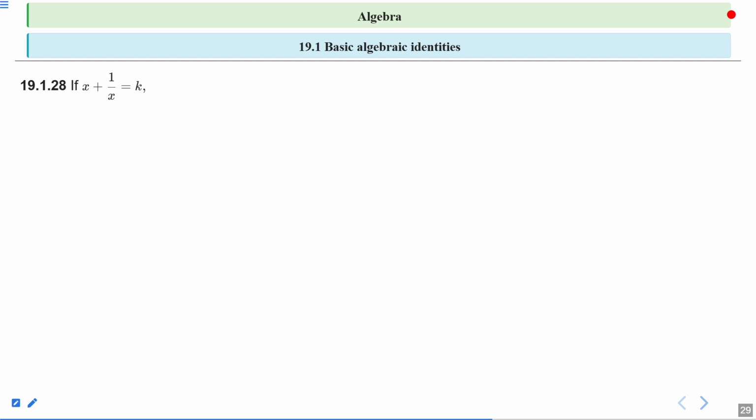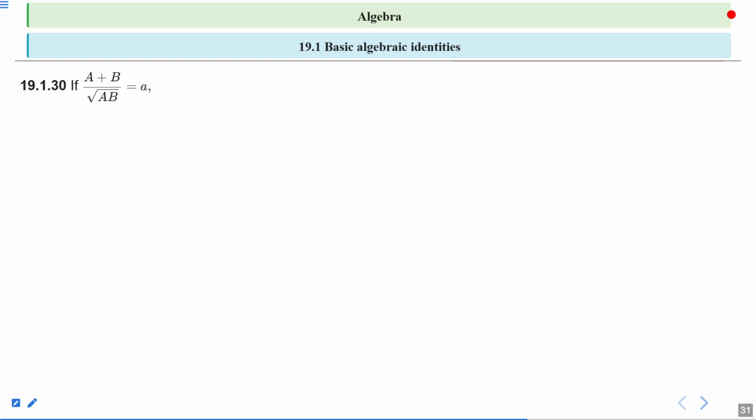If x plus 1 upon x equals to k, so x minus 1 upon x, directly we can calculate, which is equals to plus minus under root k square minus 4. If x minus 1 upon x equals to k, so then x plus 1 upon x will become plus minus under root k square plus 4.